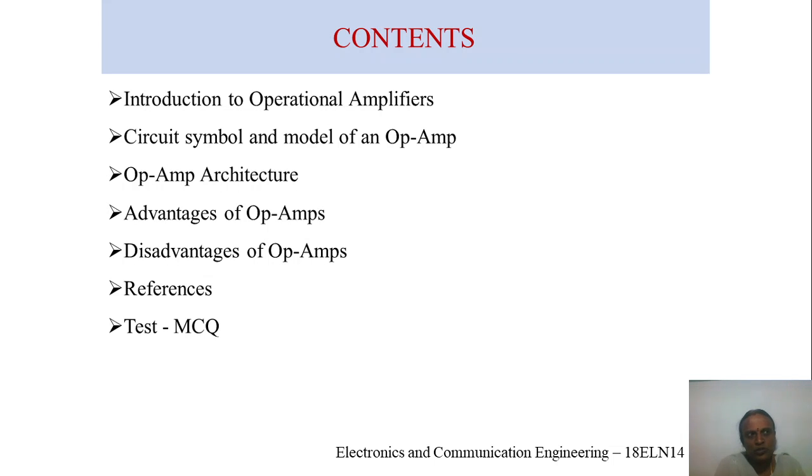CMRR, that is common mode rejection ratio, input offset voltage and current, input bias current, input and output impedance, slew rate, and so on. These are a few parameters of an op-amp. Op-amp is the short form of operational amplifier. Finally, we are going to discuss the applications of op-amp also, which is very interesting. And in the applications, we are going to see the different types of inverting amplifier, non-inverting amplifier, adder, voltage follower, integrator, differentiator, and comparator.